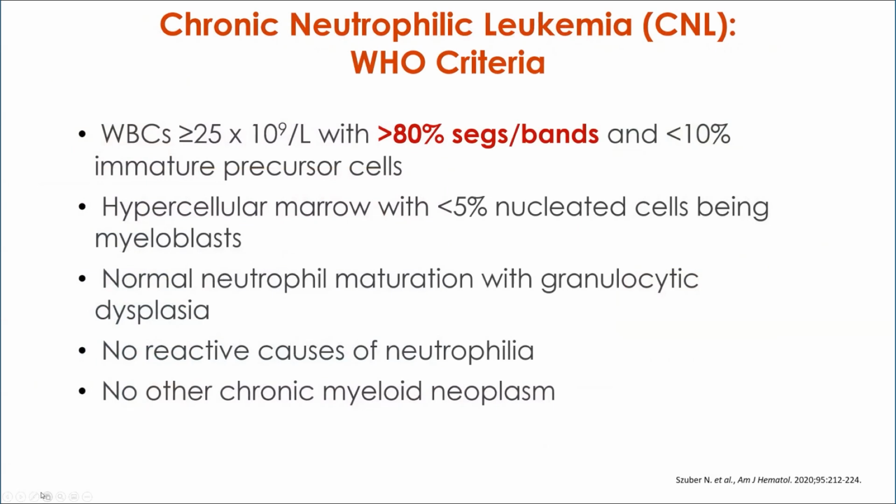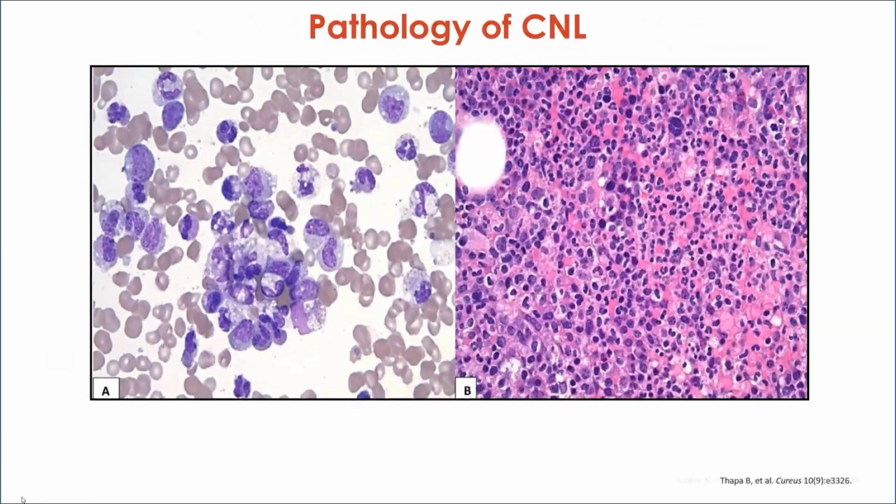Chronic neutrophilic leukemia. Well, neutrophils are high, obviously. The white cell count is very high, about 25, with most of them being segs or bands, and less than 10% immature. Hypercellular bone marrow, a lot of normal neutrophils, and nothing else causing it. So a lot of neutrophils, very high white cell count, and certainly a good test question. This is the photo of the bone marrow and blood. Perhaps something to remember. That would be a good test question, I'm sure.